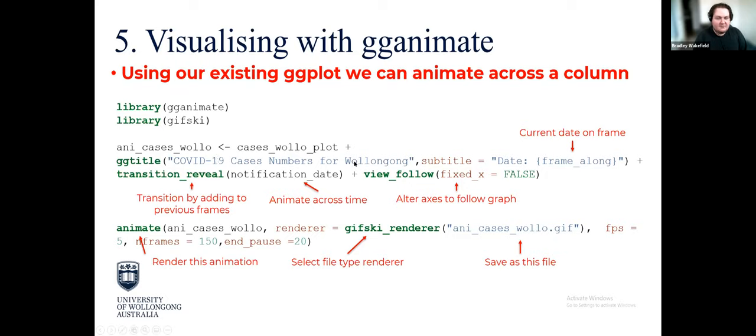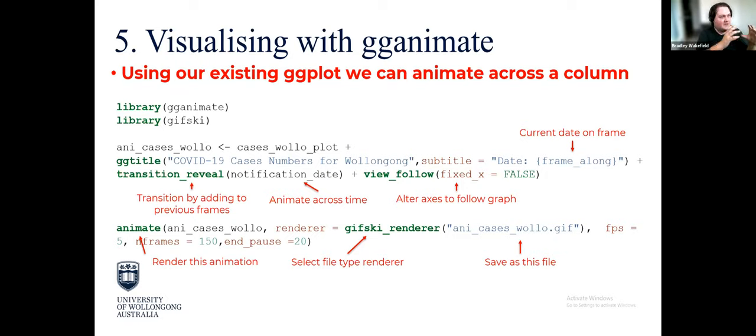So I'm going to have the same title we had before, but this time I'm going to add this subtitle that says what the current date is in our animation. And this frame along, this just refers to whatever frame we're up to in the transition reveal function, which is effectively where we get our animation from. How we transition between each frame is decided by this transition reveal function. And the transition reveal is a special transition function that effectively keeps what has already been revealed.